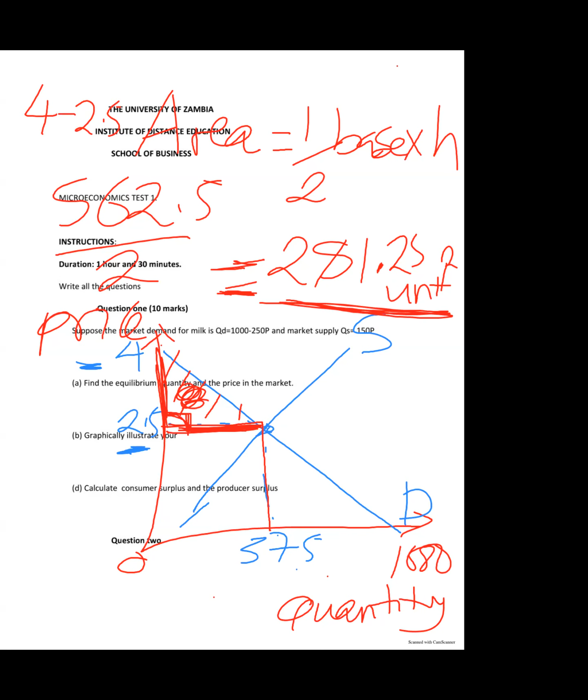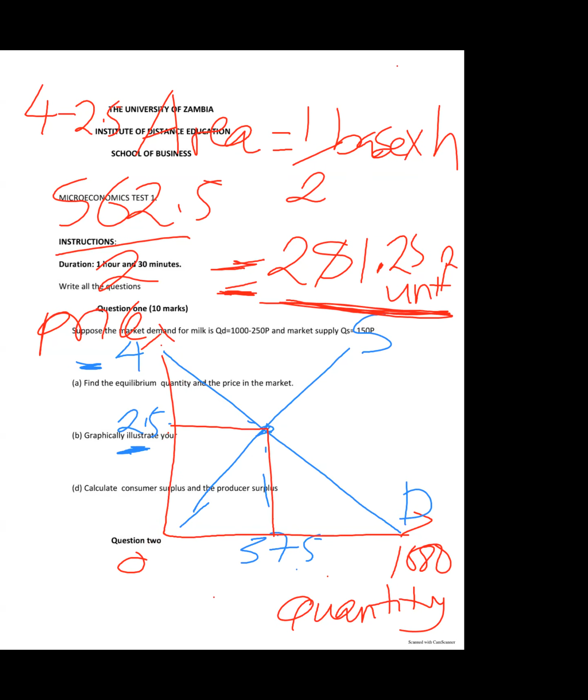Consumer surplus is always the difference between how much the consumers are willing to spend on a commodity and what they actually pay. How much are you willing as consumers to pay for that commodity and how much you pay? That is called consumer surplus.